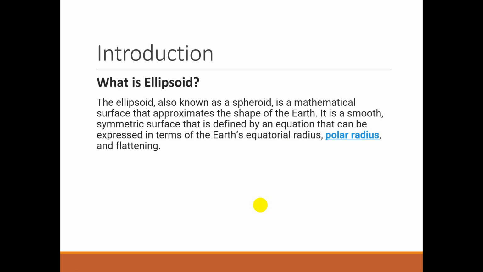It is a smooth, symmetric surface that is defined by an equation that can be expressed in terms of the Earth's equatorial radius, polar radius, and flattening. So, ellipsoid is a three-dimensional shape that resembles a stretched or a compressed sphere. And we use the ellipsoids to specify point coordinates such as latitudes, longitudes, and elevations.